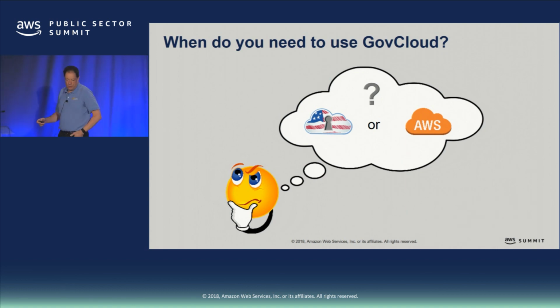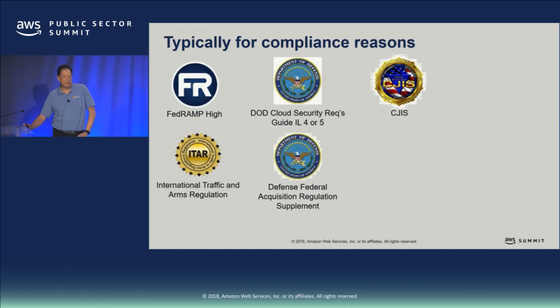Typically the reason why you would want to use it is for compliance reasons. That's typically the reason most people are in GovCloud. So as I said, the big ones that people use the region for are FedRAMP High. If you need to do FedRAMP Moderate, you can actually do that in GovCloud or in our standard regions. DoD SRG impact levels 4 and 5. If you need to do impact level 2, you can do that either place.